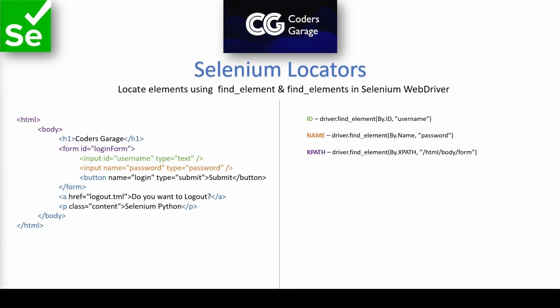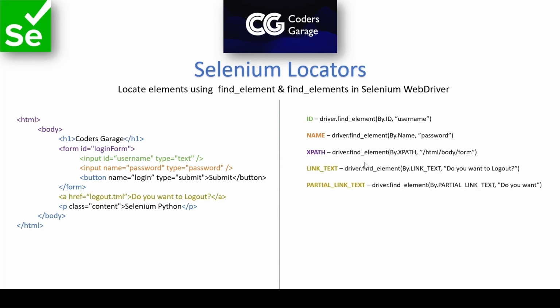Next locator is link text and partial link text. It can be determined with the help of the anchor tag. This anchor tag doesn't have an ID or name attribute. In this case, we can use the link text. It looks for the text present in the anchor tag. If you check out the syntax, the link text method is available in the By class as link_text, followed by the text present in the anchor tag.